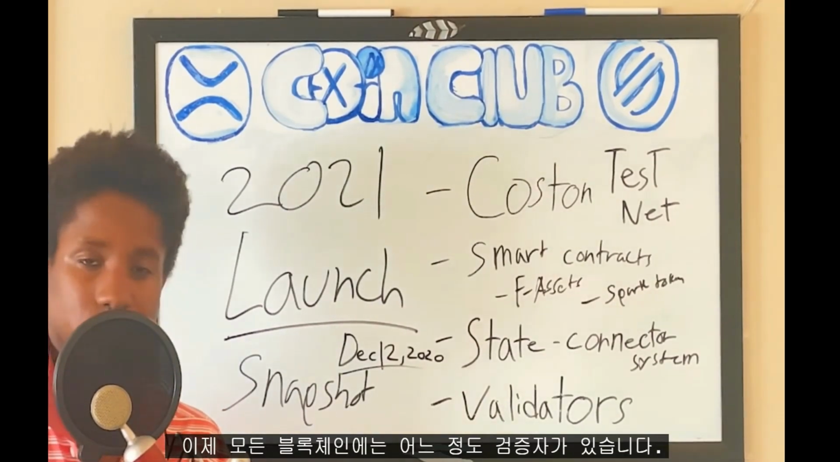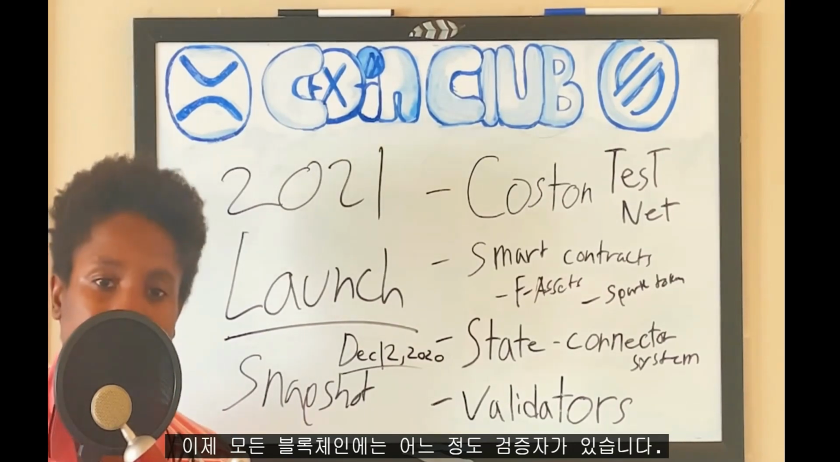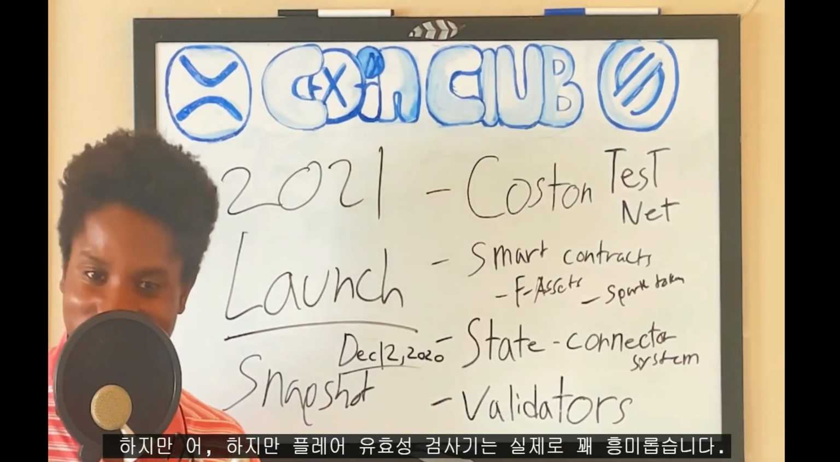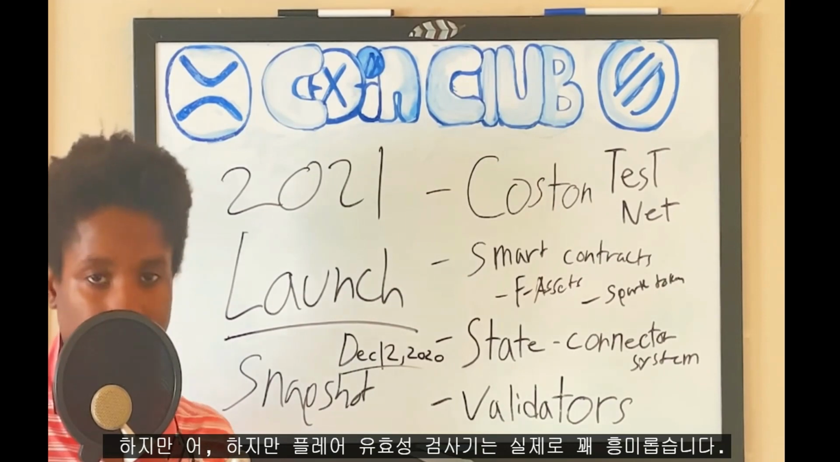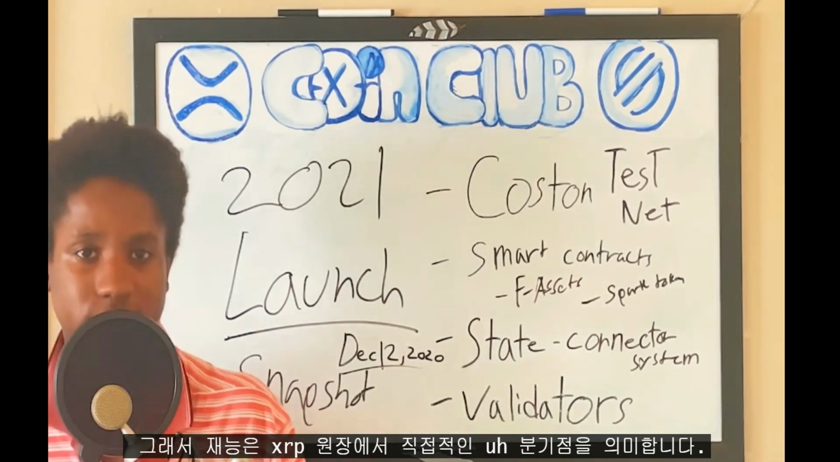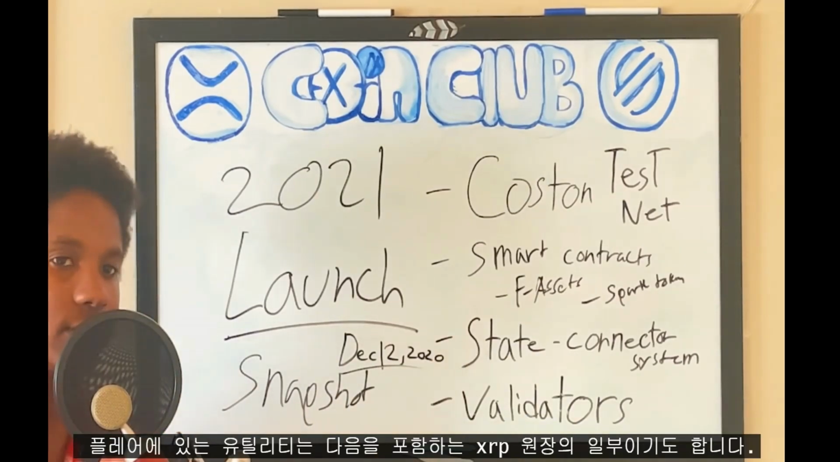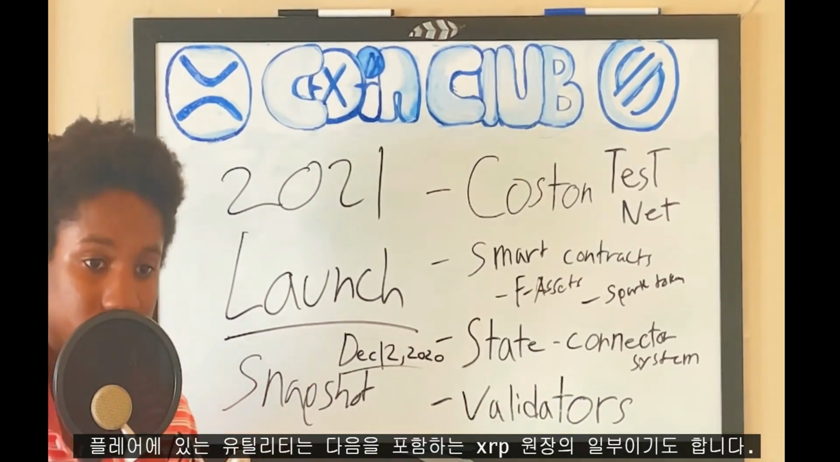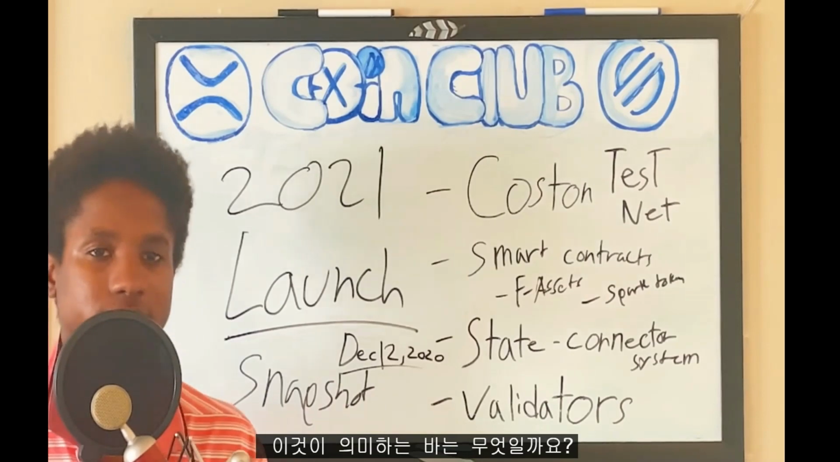Now, last little bit, we'll go into validators. All blockchains have validators to some degree, but the Flare validators are actually quite interesting. Flare is a direct fork off of the XRP ledger, meaning that a lot of the utilities that Flare has are also part of the XRP ledger, including validators. So what does that mean?